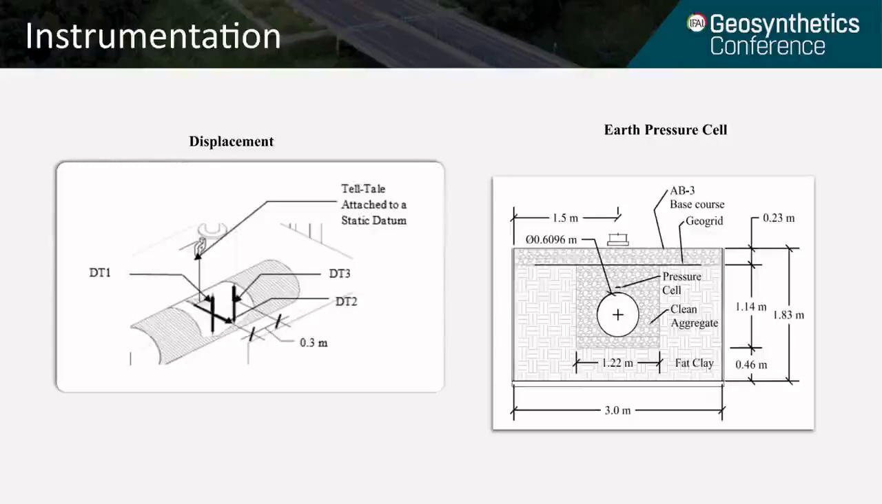A third displacement transducer was placed horizontally to measure the relative horizontal deformation of the pipe. A telltale was attached to the top of the pipe and a static datum to tell the overall displacement of the crown of the pipe. Lastly, the displacement of the loading plate was measured. A pressure cell was also added 51 millimeters or 2 inches above the crown of the pipe, directly under the loading plate.